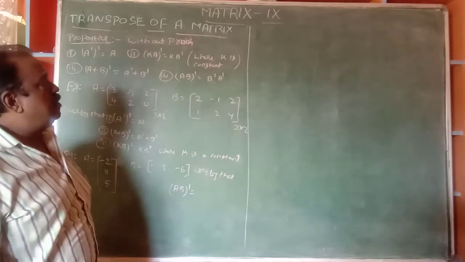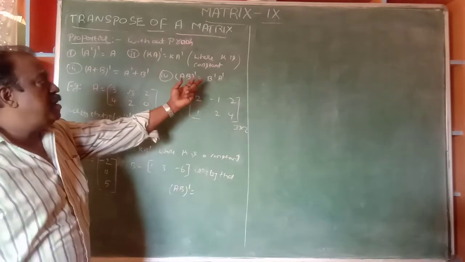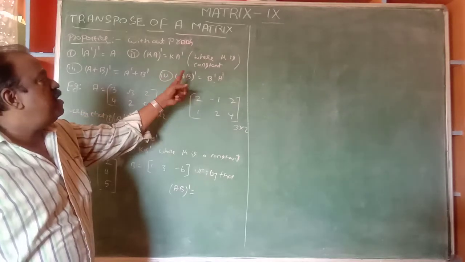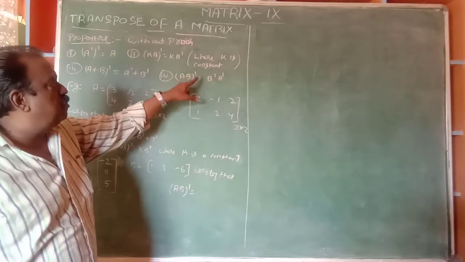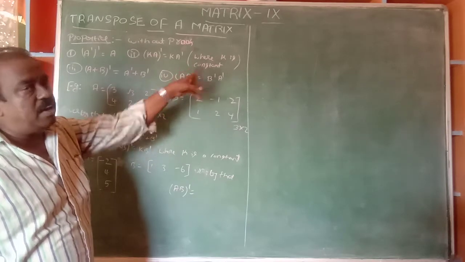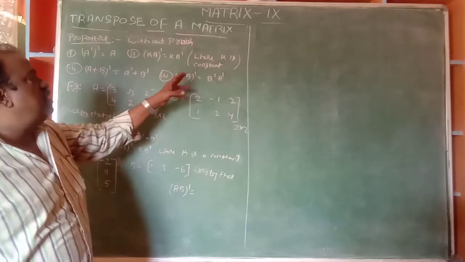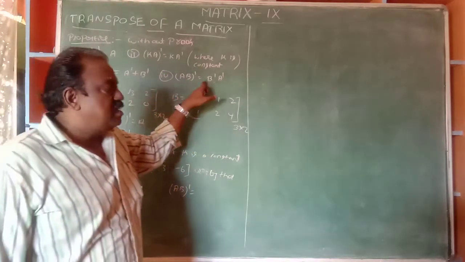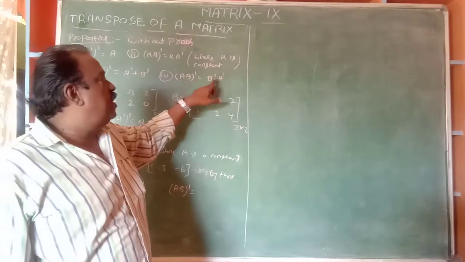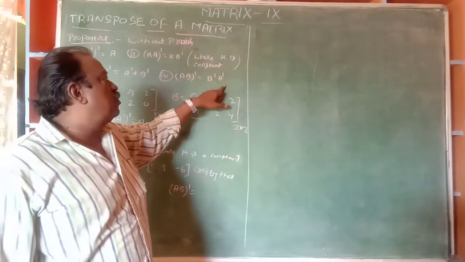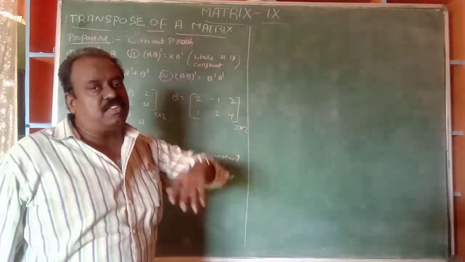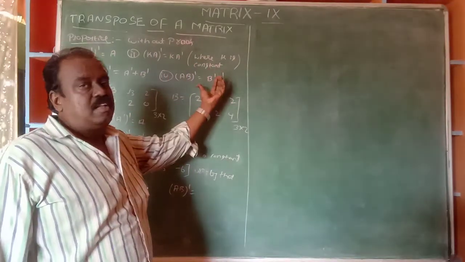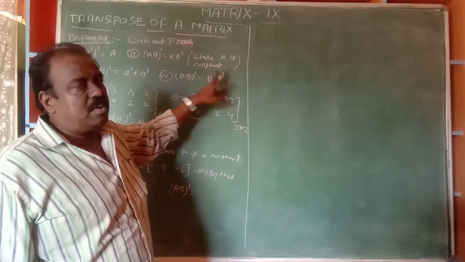And here AB transpose is B transpose A transpose. This is a different one. ABC whole transpose is C transpose, B transpose, A transpose. Suppose A, B, C, D up to Z whole transpose means it is a reversal: Z transpose, Y transpose, X transpose, like that. It is in one order, and then it is a reversal. AB means BA.